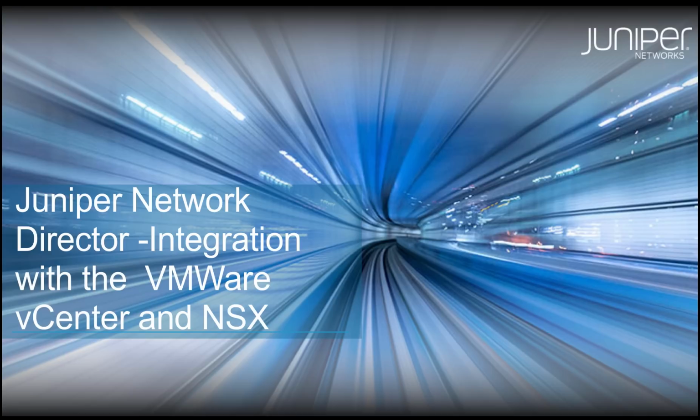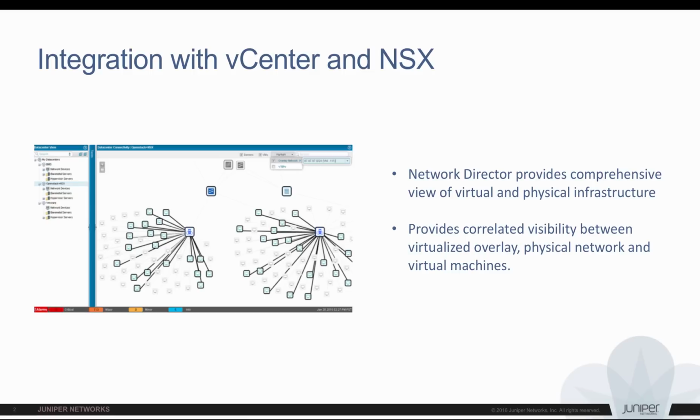In the next section, we will look at Juniper Network Director's integration with VMware's vCenter and NSX environments. Network Director unifies physical and virtual networks, providing a comprehensive view of the complete end-to-end virtual to physical network infrastructure. It integrates with VMware's vCenter, delivering a combined solution that benefits from both vendors' innovation and from Juniper's orchestration solution to discover, visualize connectivity between virtual and physical networks, orchestrate and monitor VMware vSphere environments.